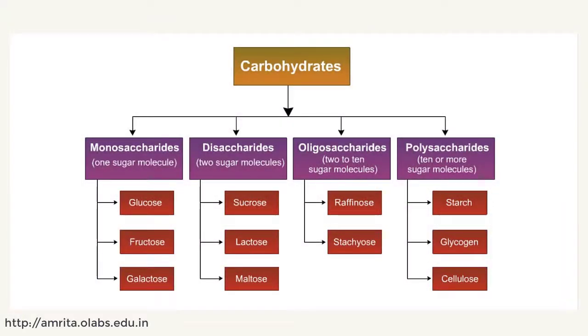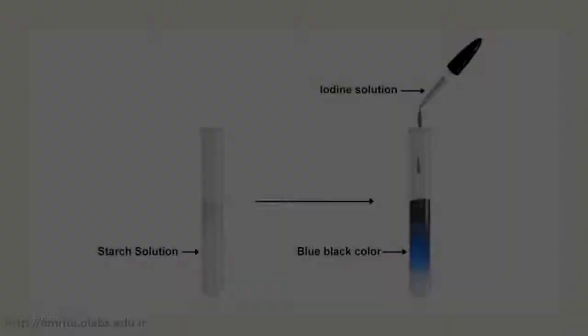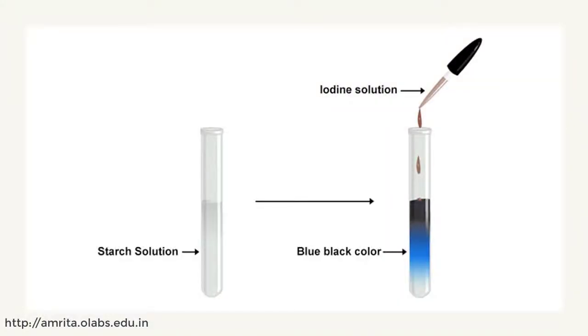Conclusion is carbohydrate is divided into polysaccharides, oligosaccharides, disaccharides, and the simple one, monosaccharides. Okay, so the indicator is iodine solution. If the food sample is given iodine solution, the color will change into blue-black color.